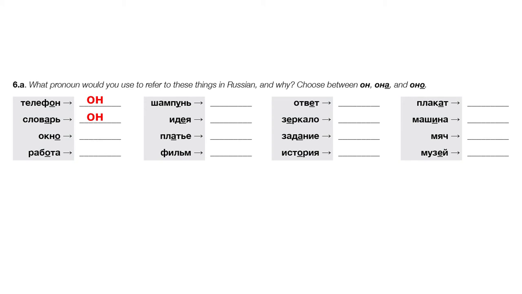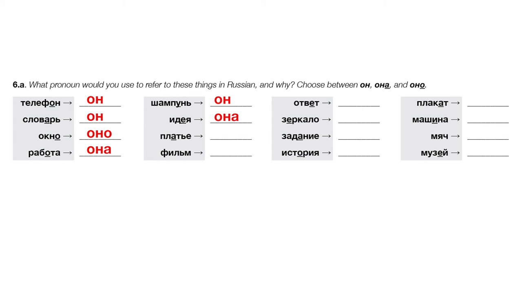Окно, neuter, оно. Работа, work, that's grammatically feminine. So if we wanted to talk about work using a pronoun, that would be она. Она, literally she. Шампунь, soft masculine, он. Идея, okay, try to guess now yourself. Она.